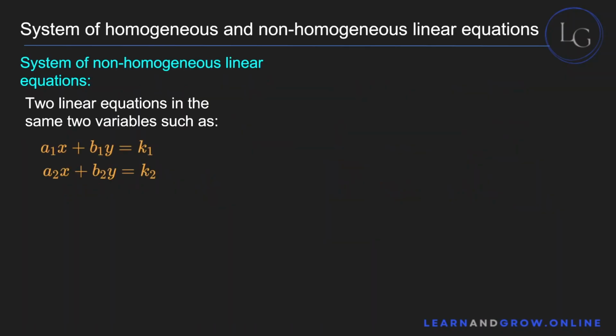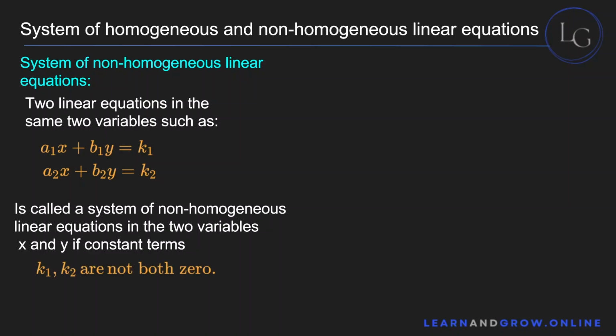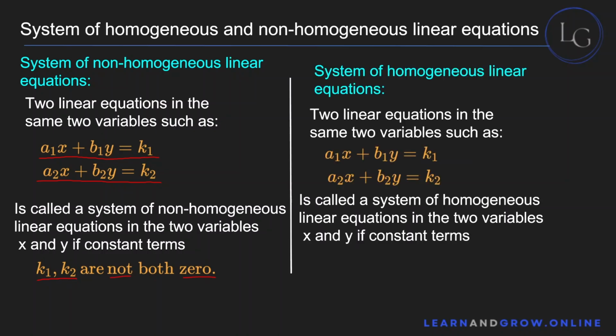Now, a system of homogeneous and non-homogeneous linear equations. For a system of non-homogeneous linear equations, you have a1x plus b1y is equal to k1, a2x plus b2y is equal to k2. These are two linear equations, and they are a system of non-homogeneous linear equations if k1 and k2 are not 0. Now, for a system of homogeneous linear equations, you have the same two linear equations, and they are a system of homogeneous linear equations if k1 and k2 are 0. So basically the values of k determine whether a system is homogeneous or non-homogeneous.